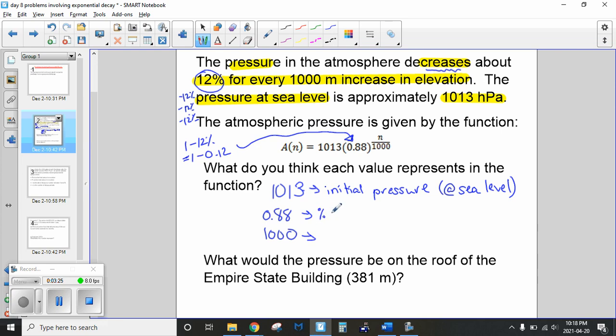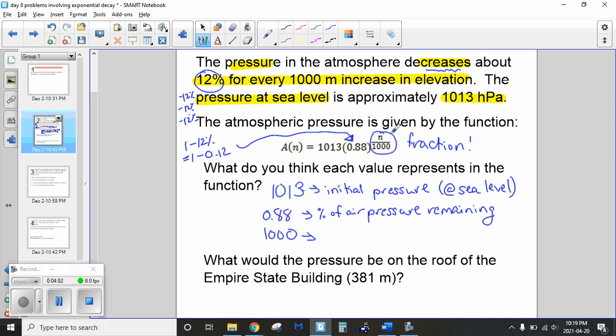So the percent of air pressure remaining when we get up to our new elevation. So like 88% of it, 88% of it, which is less than 100, so it's decaying or decreasing. The last one there, this one has something in here different from our previous questions. Here the exponent is a fraction, which is kind of weird.